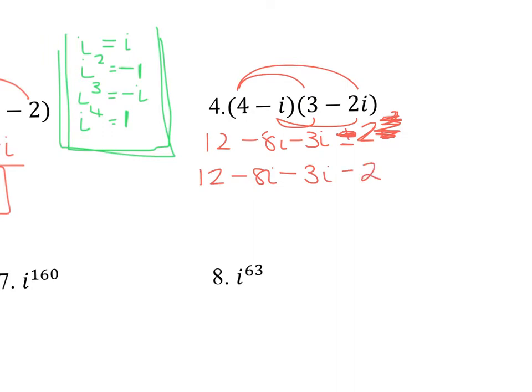I usually don't write that step when I'm showing my work because I did it up here, but I'm just doing it to help you. So now I'm going to combine like terms. I have 10 minus 11i.